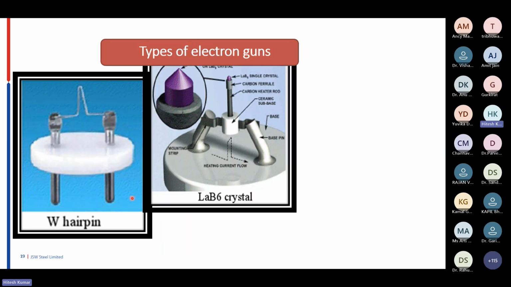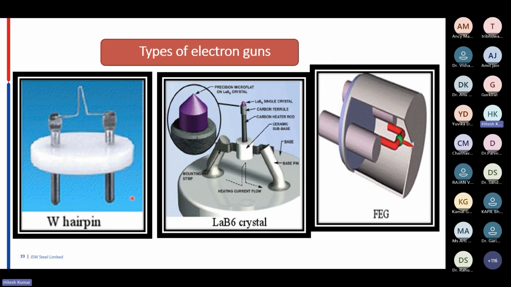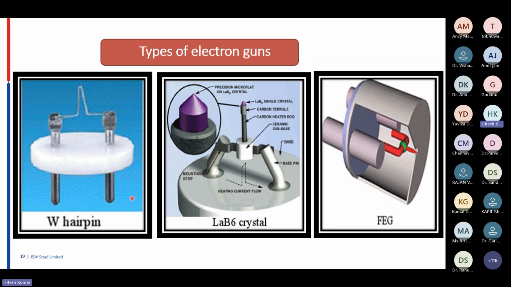Then we have one more. This is also one of the oldest methods, that is LaB6, a LaB6 single crystal, which has a carbon heater rod and a ceramic on the base. This has a better resolution in comparison to tungsten. Then in the last 20 years we had a new electron gun, which is the FEG, field emission gun.